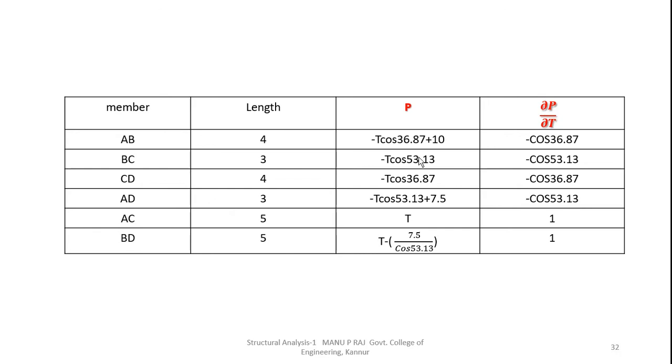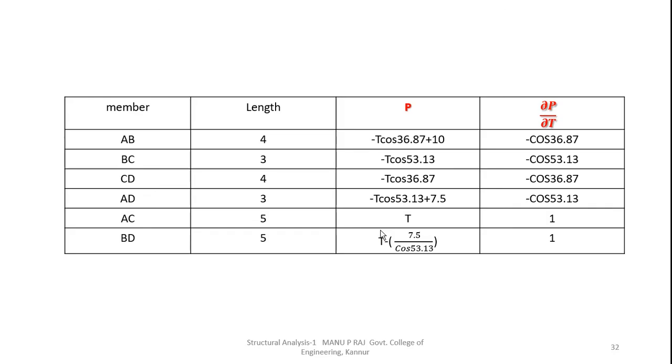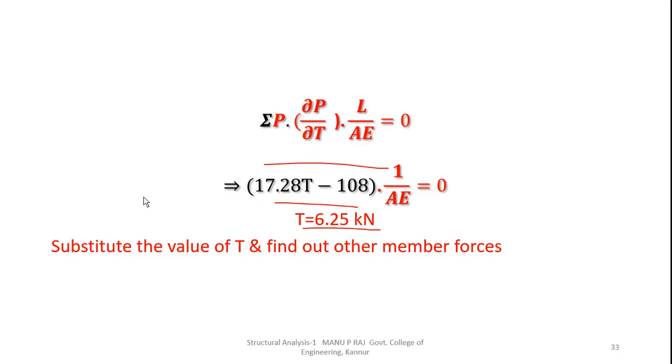We'll tabulate the results. Now this is our relation: Σ P (∂P/∂T) L/A = 0. We'll get (17.28T minus 108) into 1/A equals 0. From this relation, we'll get the value of T equal to 6.25 kN. Now substitute the value of T for each member. We'll get the member forces in AB, BC, CD, etc. Thank you.